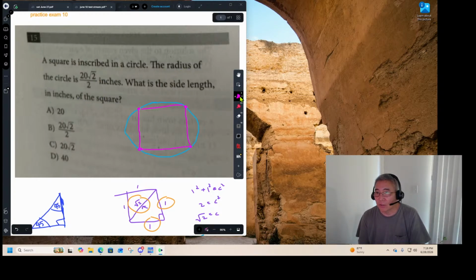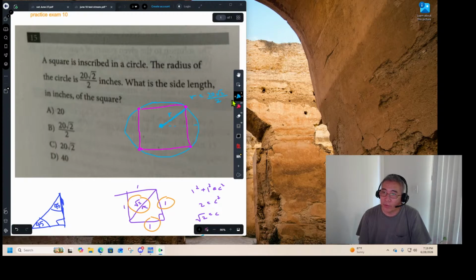I think it would be best to draw the radius like this, because you're actually connecting it with part of the square. It becomes kind of like half the diagonal of a square. So this radius is 20 square root of 2 over 2. There's a reason why they didn't cancel out this 2 here. They left it as 20 square root of 2 over 2 because it makes it easier for them to say the entire diagonal would be double this. So what is the side length in inches of the square?